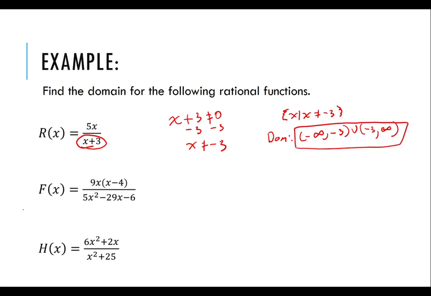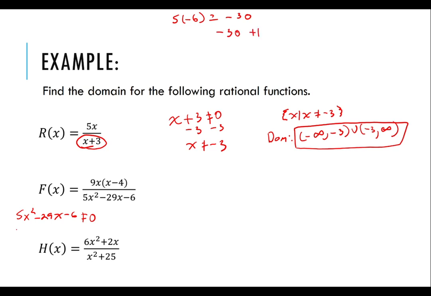So now we have 5x squared minus 29x minus 6 cannot equal 0. I'm going to do a little bit of side work here. If I'm trying to get this to factor, I can use the AC method. That is 5 times negative 6 is negative 30. Then I'm looking for two numbers that multiply to give me negative 30, but sum together to give me negative 29. Those are negative 30 and positive 1.